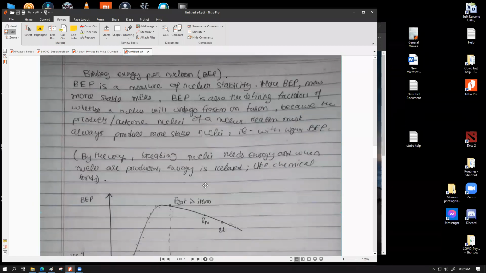So the next thing that comes about is the products of nuclear reactions. By the way, breaking nuclei needs energy, and when nuclei are produced, energy is released, like chemical bonds.